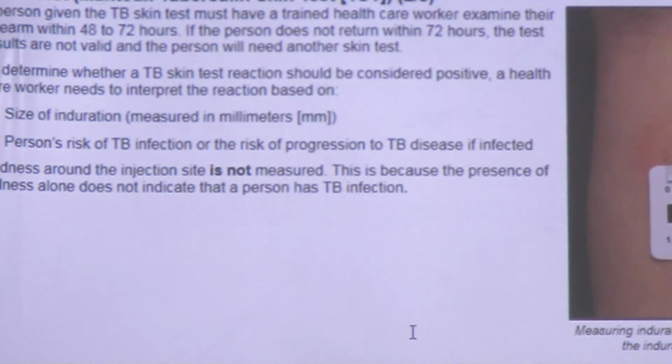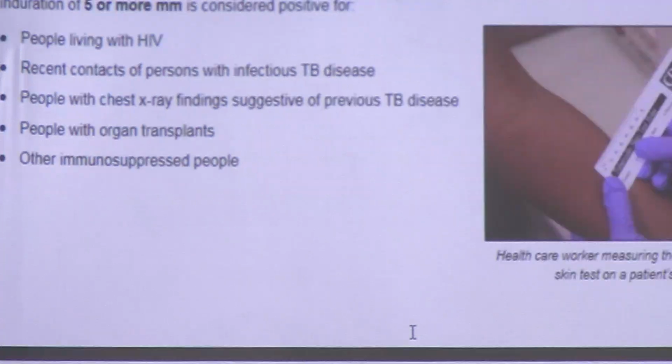And note it down. When are we going to note it down? About 48 hours to 72 hours. An induration of 5 mm or more is considered positive for people living with HIV. Try to understand this point. Why? Because a patient who is having active HIV infection is not meant to show that kind of immune response. If he or she is showing that kind of immune response, that means there is an ongoing pathology inside the body.